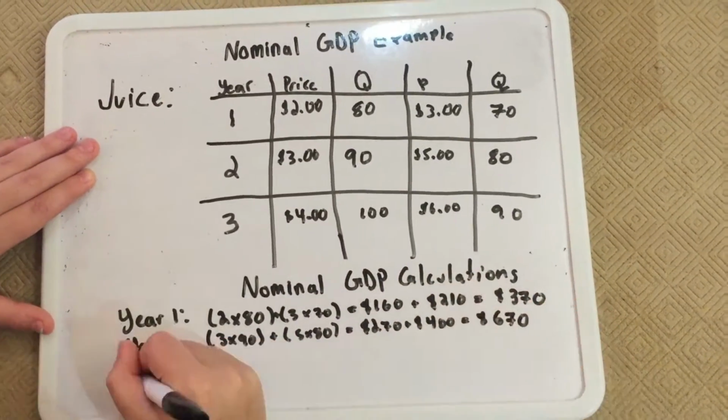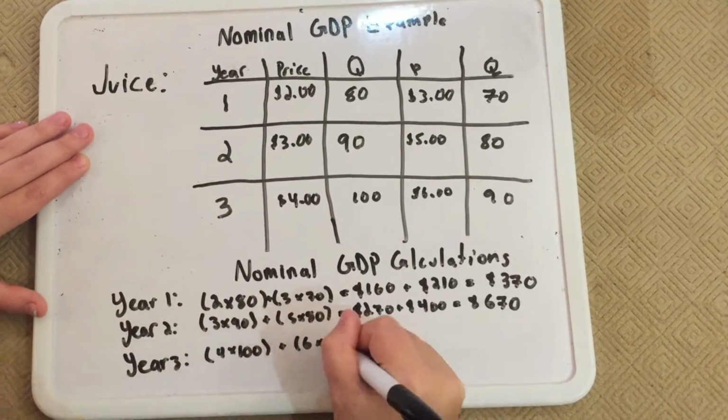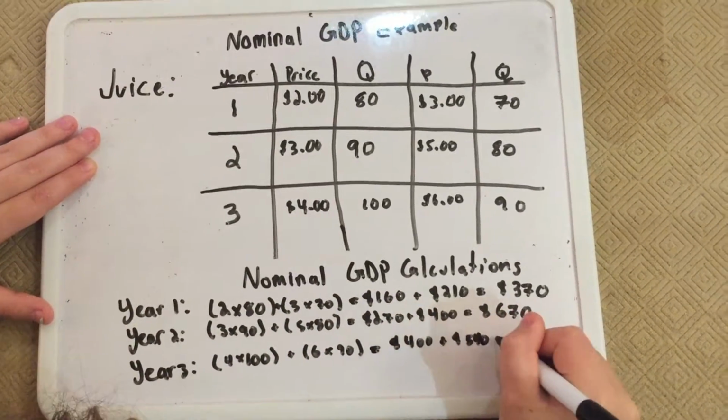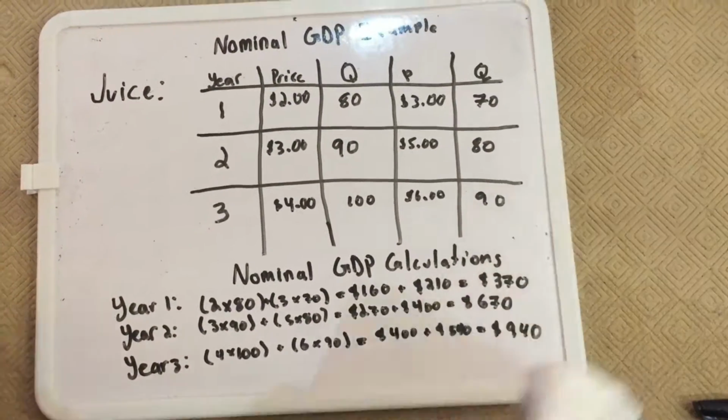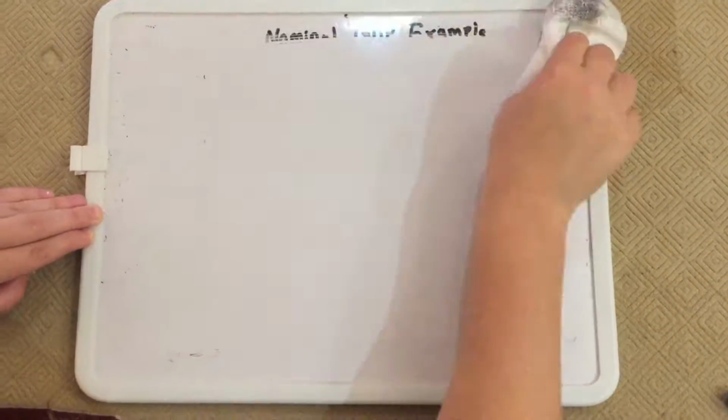Year 3 is 4 times 100, which gives you 400, plus 6 times 90, which gives you 540. The total nominal GDP is 540 plus 400, giving you a total of 940.